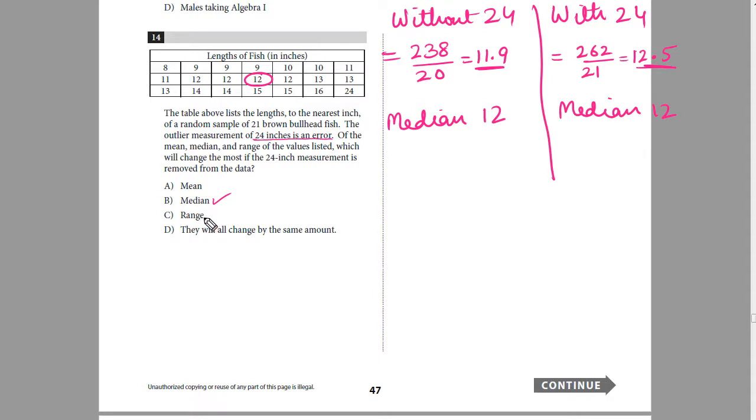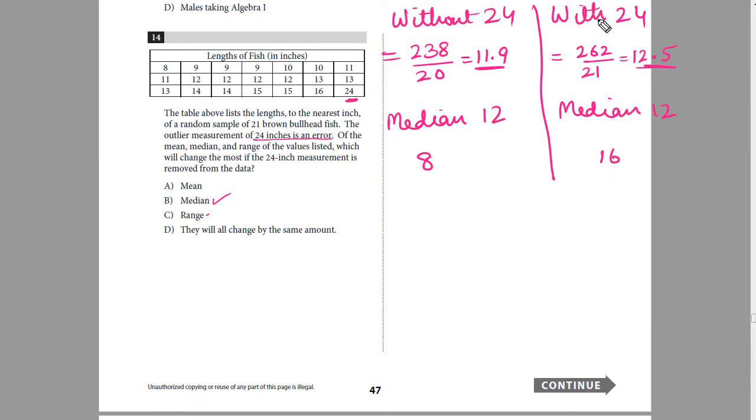Now let's see the range. Range is basically the highest number minus the lowest number. Without 24 the range will be 16 minus 8, because 16 is the highest number and 8 is the lowest number, so the range will be 8. And if we add 24 into the data, then the range will become 24 minus 8, because 24 is the largest number and 8 is the smallest number. So 24 minus 8 is 16.